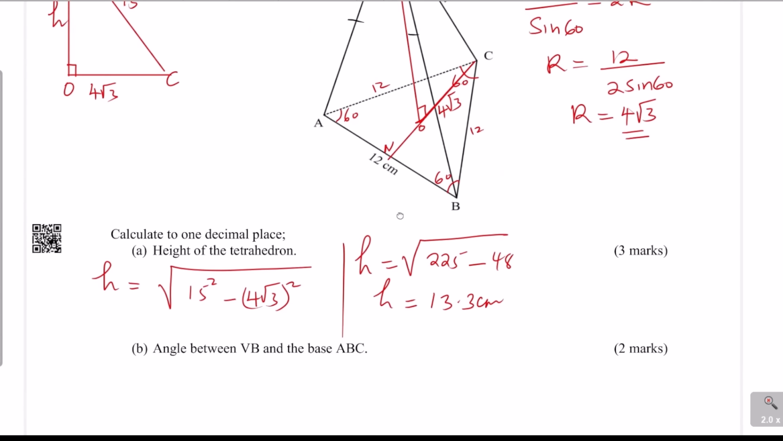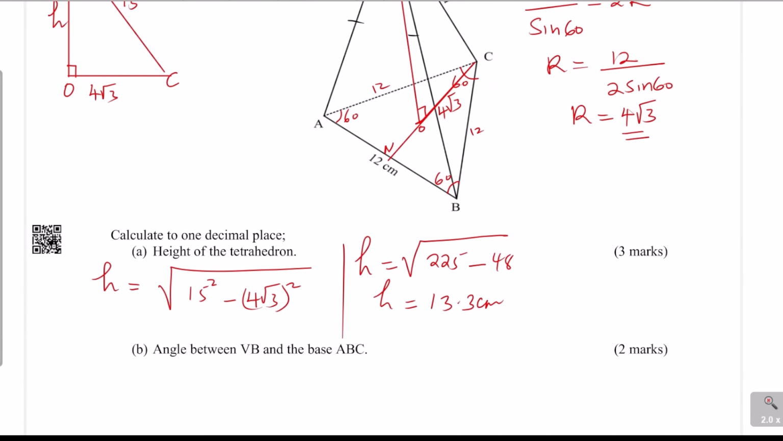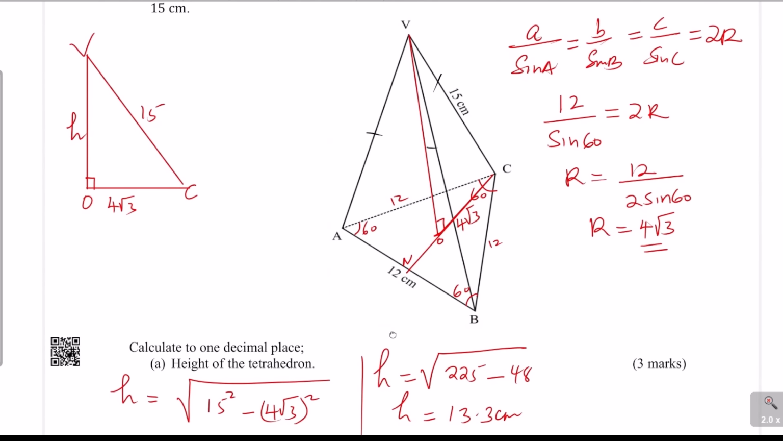Let's go to part 2. The angle between VB and the base ABC. VB. So let us identify VB.